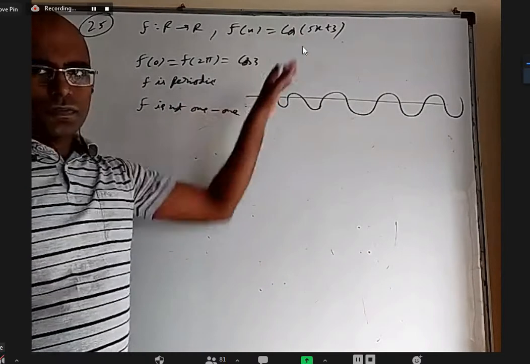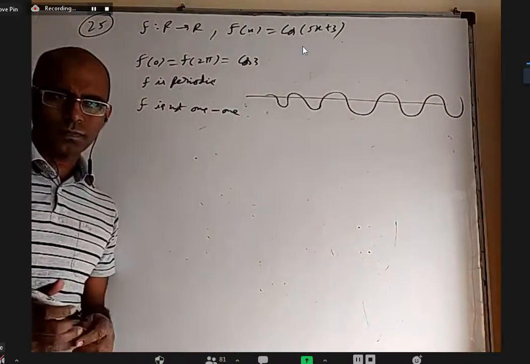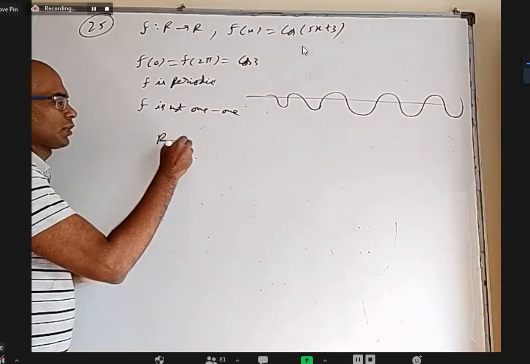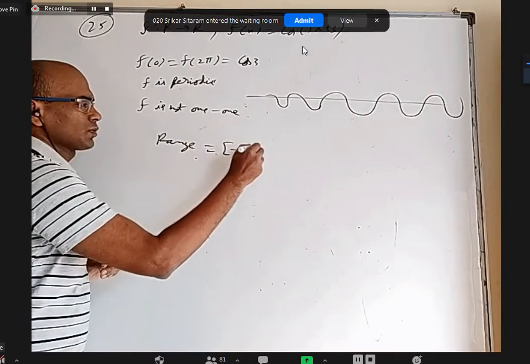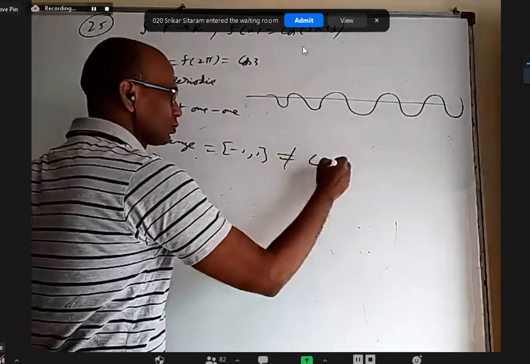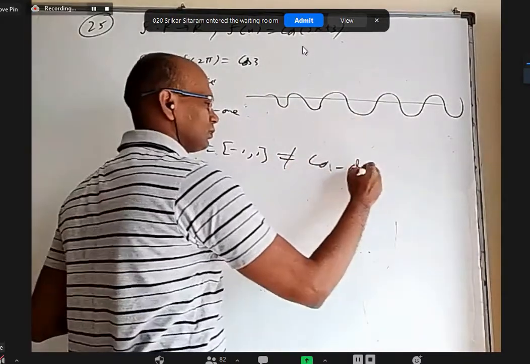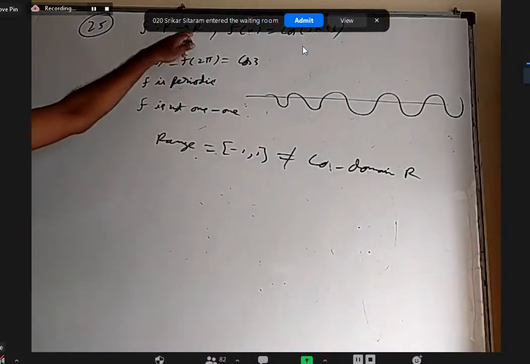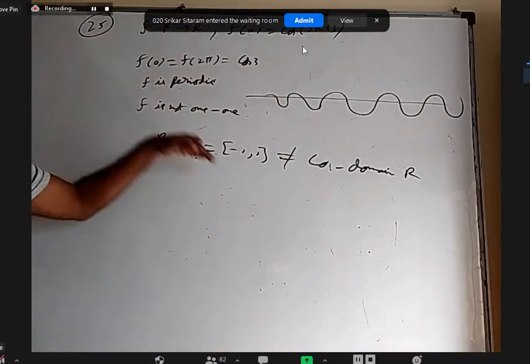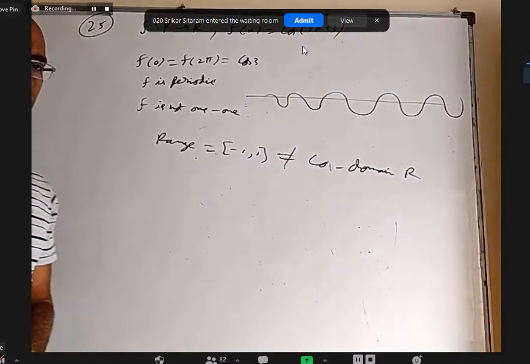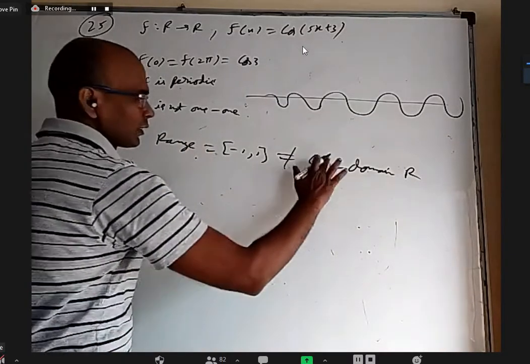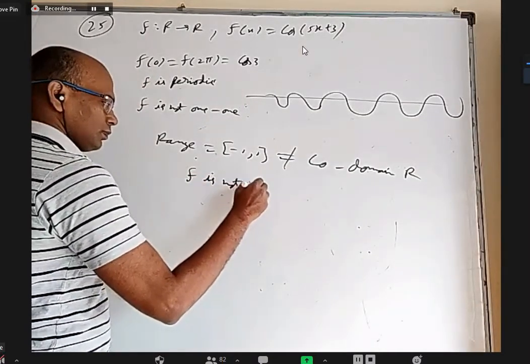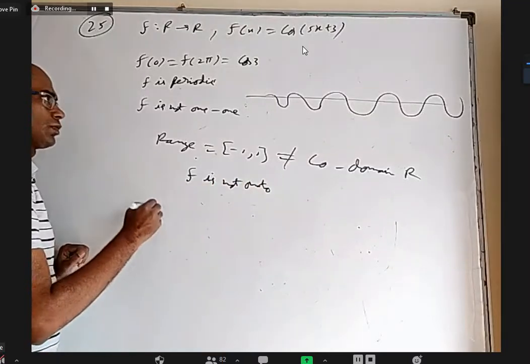What will be the range of this cos 5x plus 3? Sir, minus 1 to 1. Yeah, cos of anything you take, maximum and minimum. So the range is minus 1 to 1, which is not equal to codomain R. In the codomain we have many elements which are more than 1, many elements which are less than minus 1. They don't have any pre-images. So because of that, f is not onto. It is neither 1-1 nor onto.